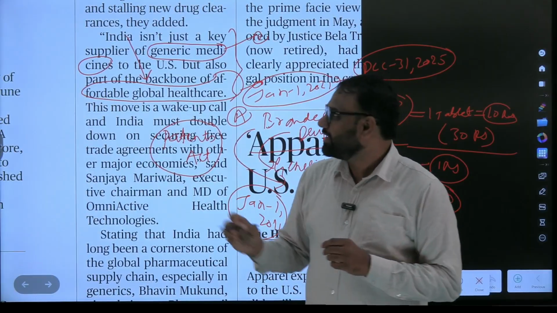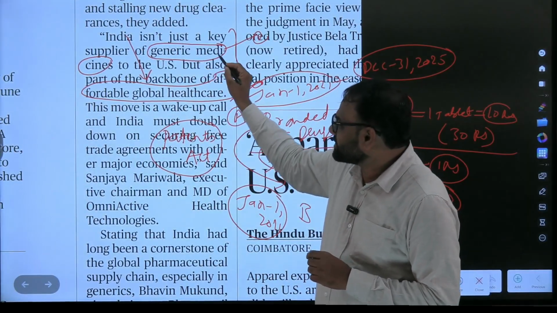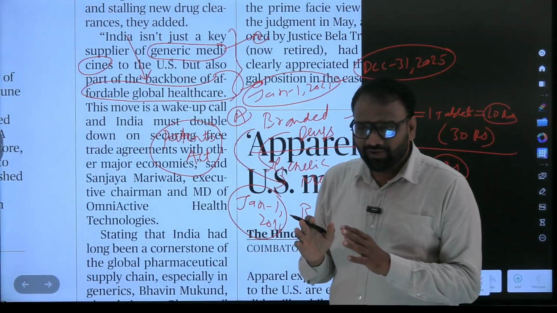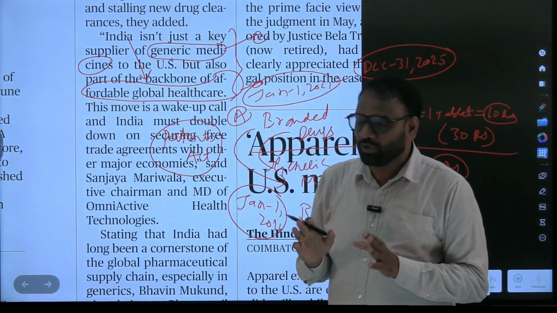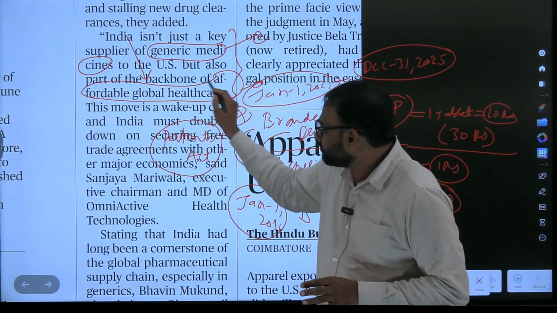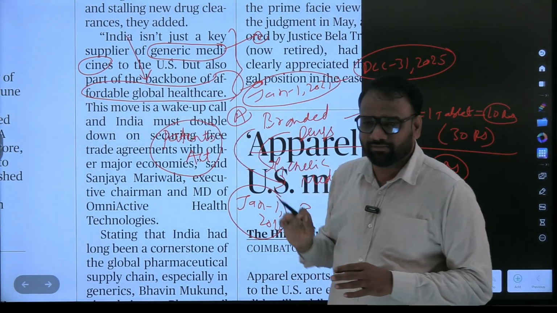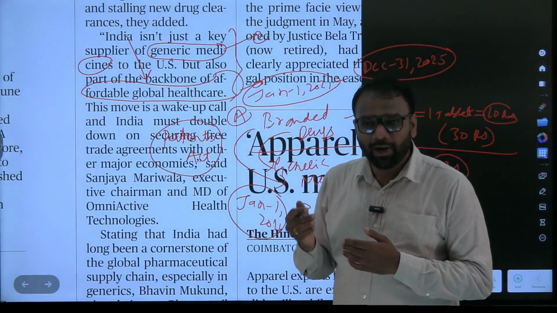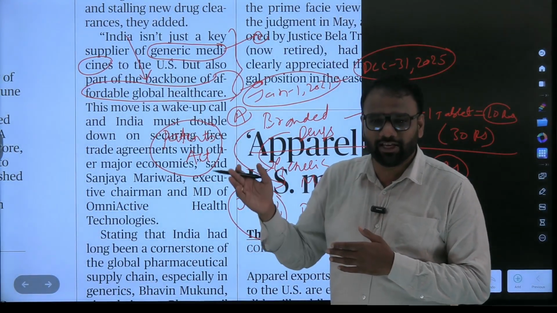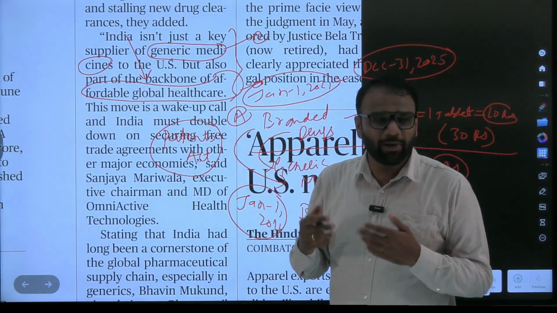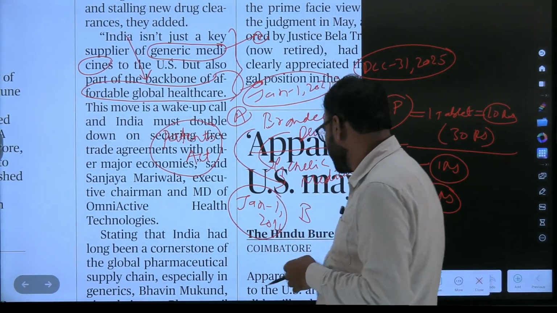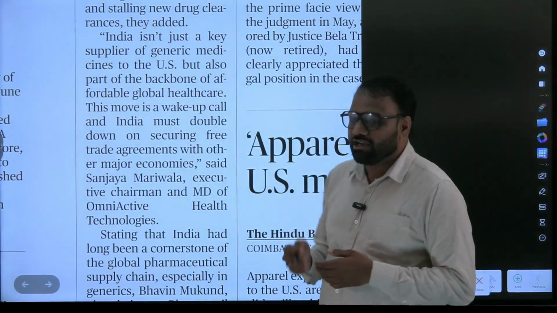Okay, generic drugs. So India is not just a key supplier of generic medicines to the US. To the USA, India supplies generic drugs. That's true. But at the same time, it is part of the backbone of affordable global healthcare. Yes or not? So India is a backbone of affordable healthcare because to the other parts of the world, we supply generic medicines. So these are the things which should get connected.